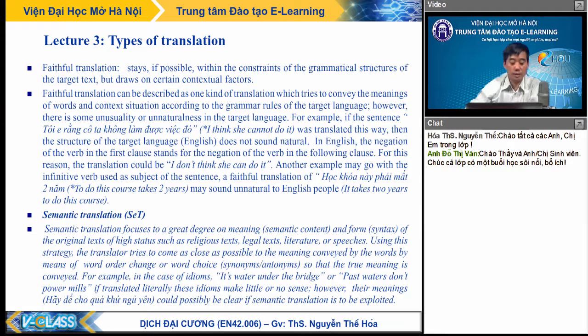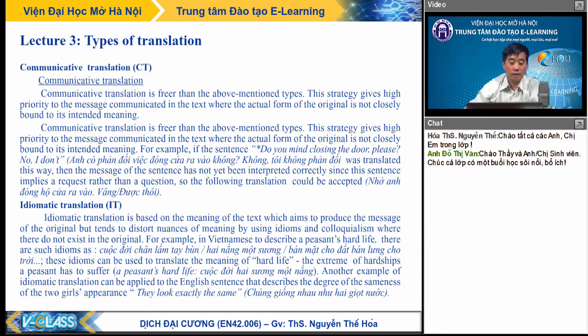And semantic translation. In semantic translation, we have to focus on the degree of meaning, that is called semantic content, and the form of the text. We have to pay attention to the literature or the speeches, but mostly we have to pay attention to the semantic aspect, or even the meaning. And the next kind of translation is communicative translation.